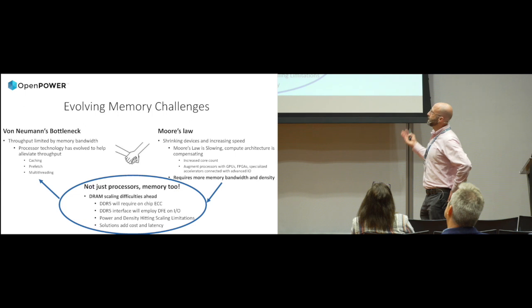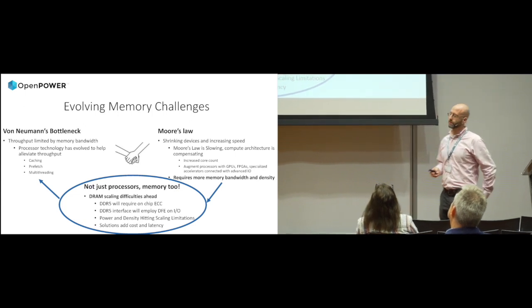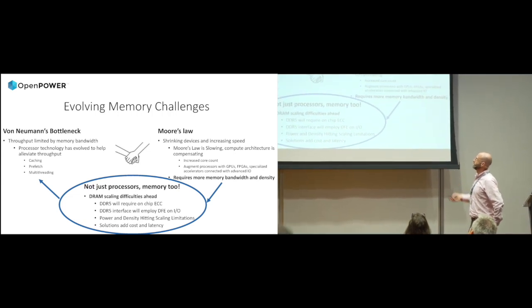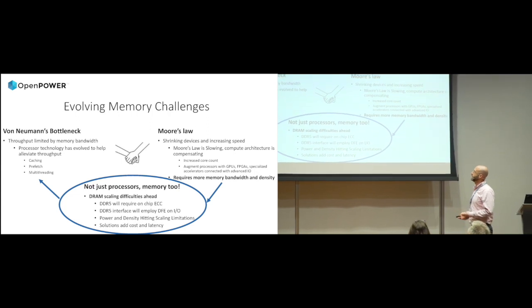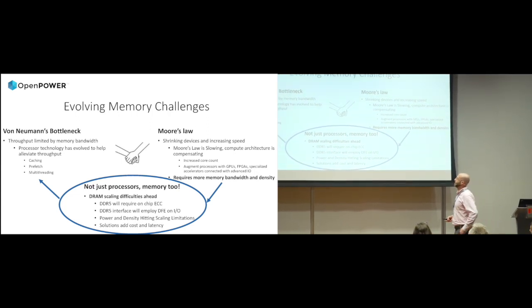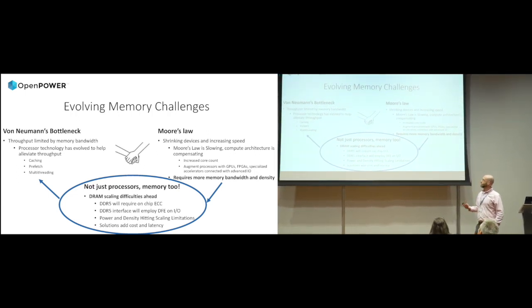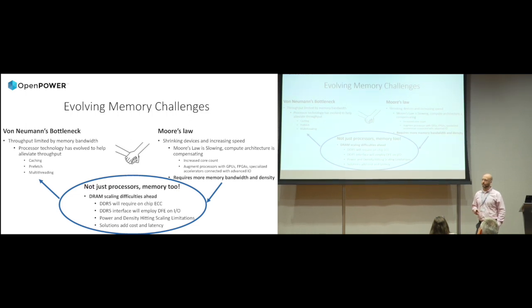We've looked at a lot of graphs earlier today in other presentations about the scaling challenges. One of the things that we don't talk about so much anymore is the old von Neumann bottleneck. Your throughput is always limited by your memory bandwidth capabilities. In the past, a lot of processor technology has evolved to help alleviate those throughput issues, some of those being caching, prefetch, and multi-threading. It also holds hands with Moore's law, the shrinking devices and increasing speed. That's caused a lot of changes in the compute architecture to compensate for the now slowing Moore's law.